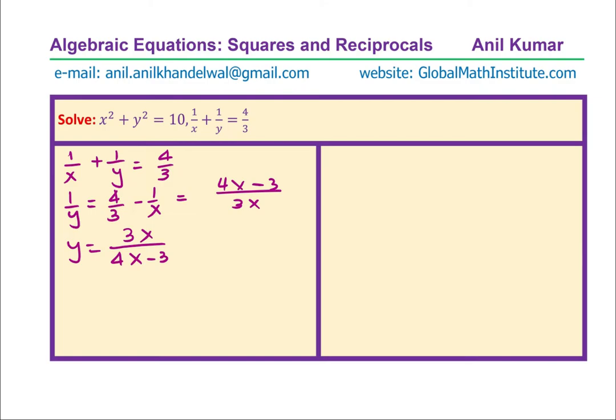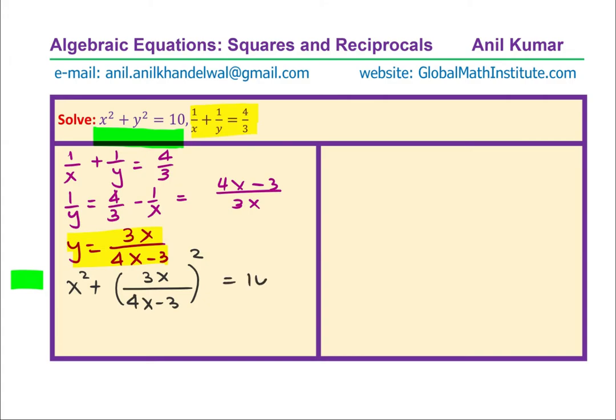So using the second equation, which is 1 over x plus 1 over y is 4 over 3, we found the value of y as 3x over (4x minus 3). Now let us substitute this in the first equation, which is given to us as x squared plus y squared equals 10. So substituting, we get x squared plus (3x over (4x minus 3)) whole squared equals 10. You get the idea. Now we have an equation which only involves x, and therefore we can find all possible values of x. Perfect. So that becomes the strategy to solve this particular question.